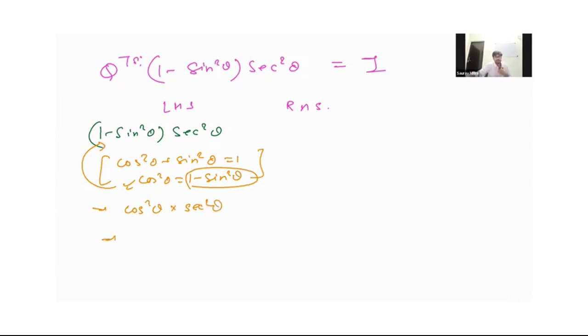Clear? So what is cos square theta into sec square theta? We know that sec theta is 1 by cos theta. Since it is squared, it will be 1 upon cos square theta. Now cancel it, and you will get your answer, 1. So this is how, with the help of trigonometric identities, we can solve the equations. Now let us check another example.